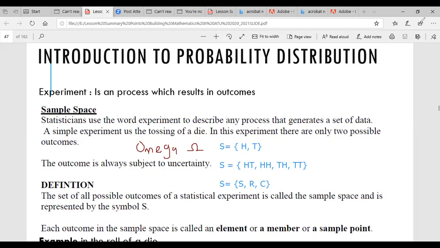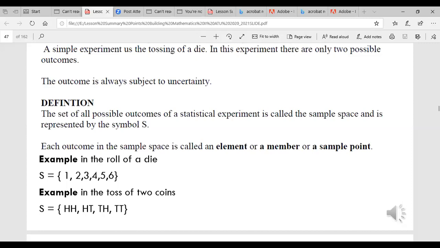Now, let's move on. We've looked at what a sample space is. We also want to look at another definition, and that is an element or a member. The elements in the sample space, for example, in the roll of a die, one is an element of the sample space, or a member of the sample space, or a sample point. They all belong to the set S. So we call them elements.